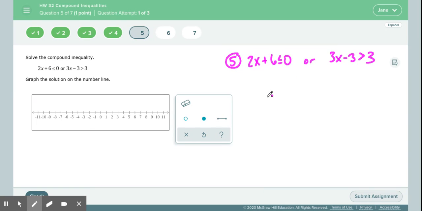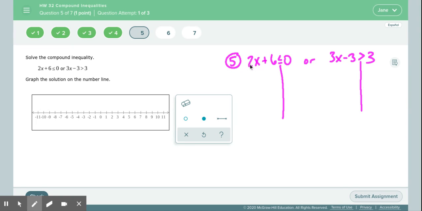Question number 5 is also solving a compound inequality. So make sure that you write both of your separate inequalities, and then you're going to solve both of them just like we have been. Just like you solve an equation, the only thing that's different is if you multiply or divide by a negative, remember to switch your sign around.